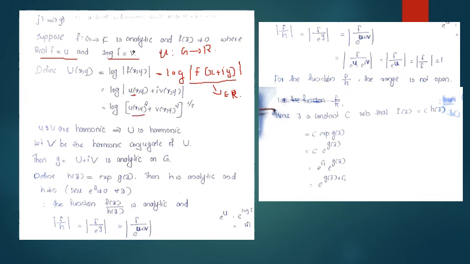So log of (u of xy square plus v of xy square) whole raised to 1/2. U and V are harmonic implies the defined capital U is also a harmonic function. Harmonic function means del square U by del x square plus del square U by del y square is equal to 0.